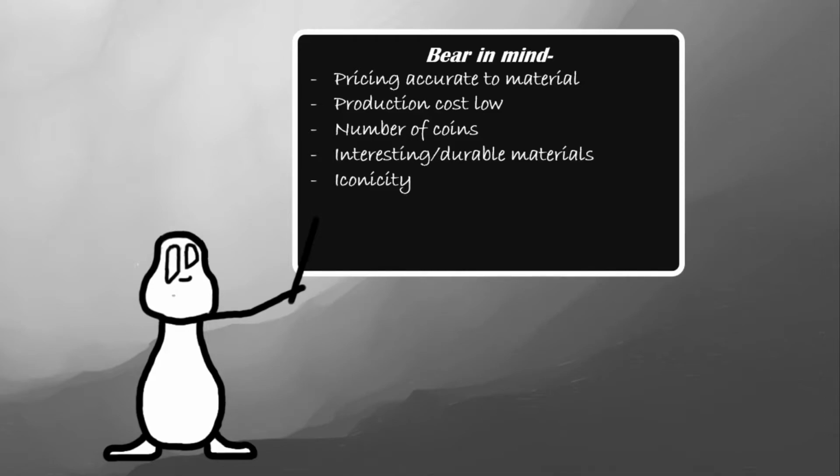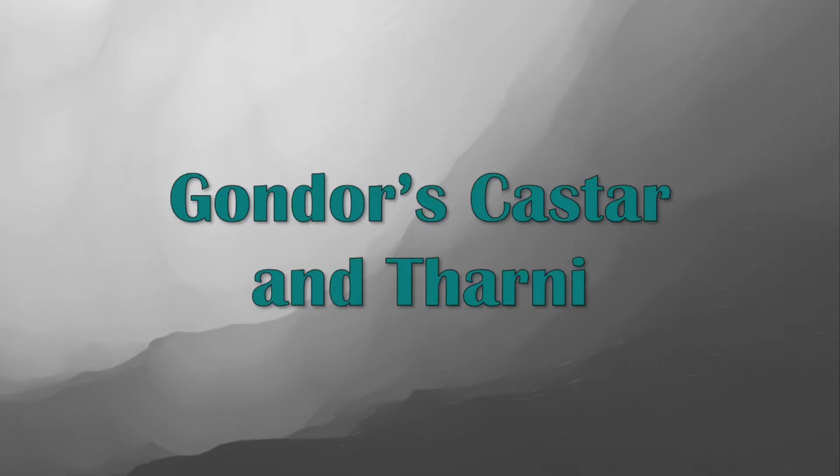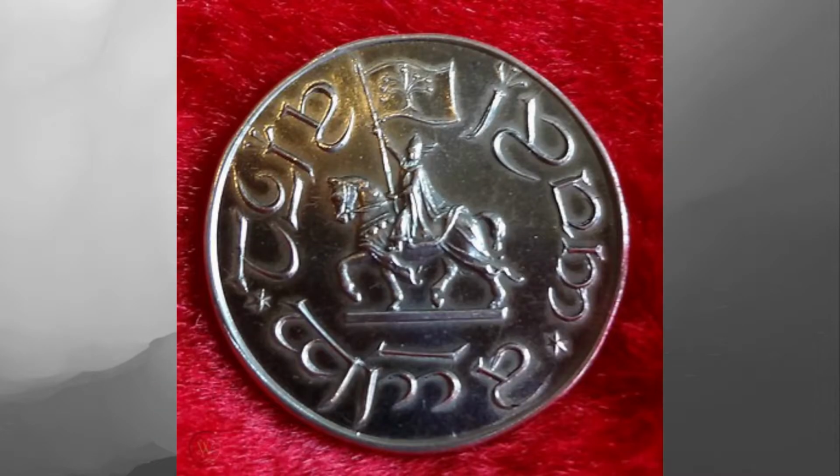And finally, iconicity. You want it to be iconic, you want it to be clearly recognisable, like use national colours, use the heads of national leaders, that kind of thing. So a good example of this is Gondor's Castar and Tharni from The Lord of the Rings. So a Castar looks like this and is worth 4 Tharnis.